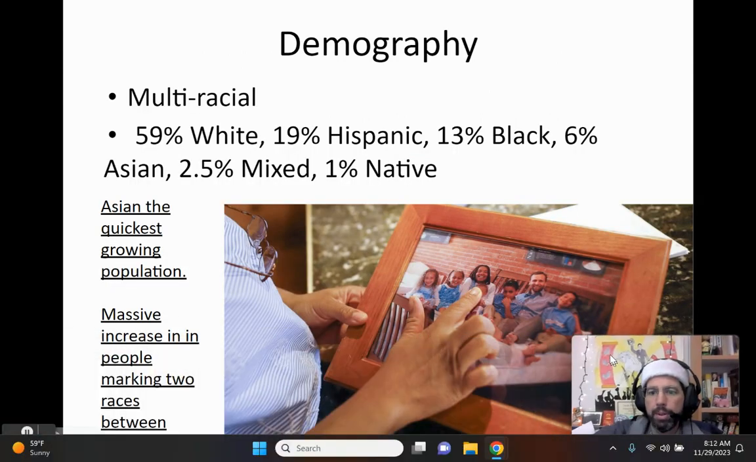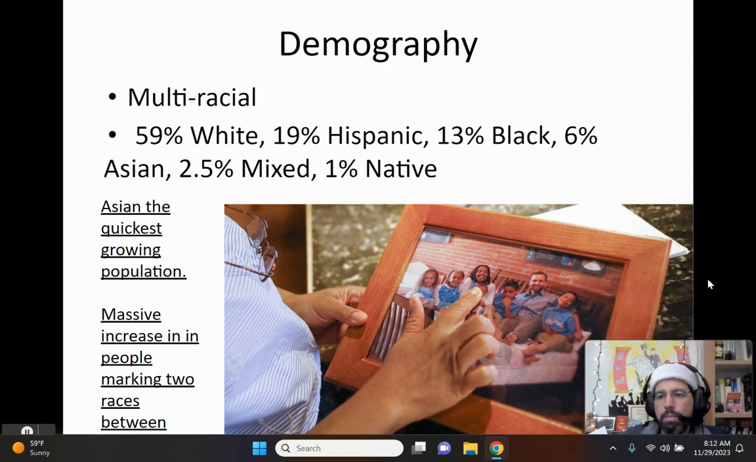The overall population demographics of the United States: it's the most multiracial country in the AP6 plus the United States. 60% white, 19% Hispanic, 13% black. East Asian, which includes Japan, Korea, Taiwan, China, and especially India, is the quickest growing population in the United States. And the number of people that have identified as two races or mixed race has had its largest increase in US history between 2010 and 2020.